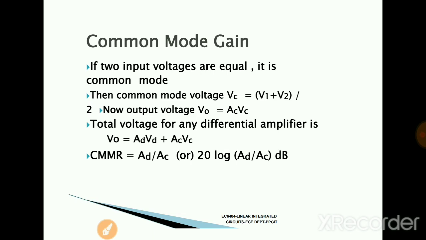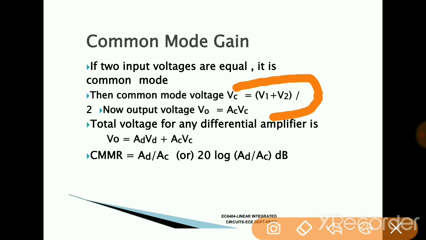What is meant by common mode voltage? The common mode voltage is nothing but the average value of the two input voltages, and it is denoted as VC. So VC is equal to V1 plus V2 divided by 2.